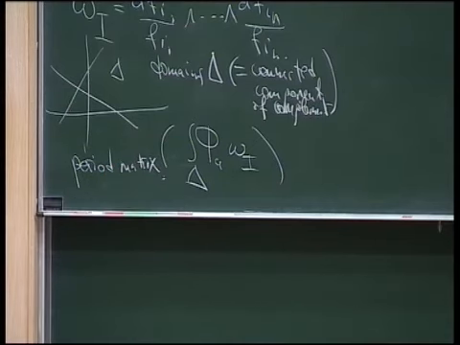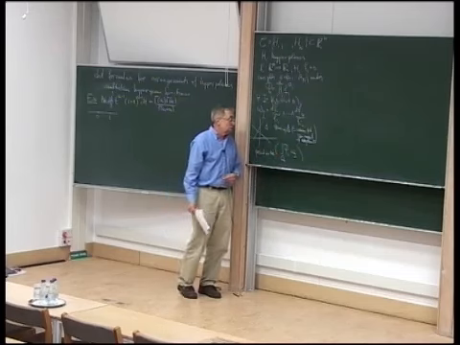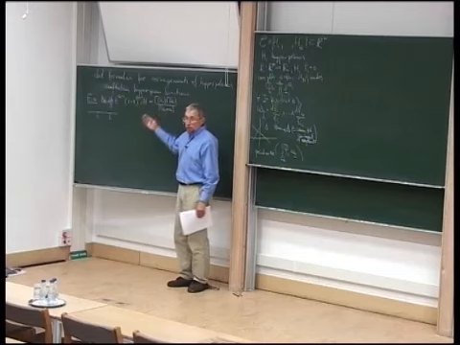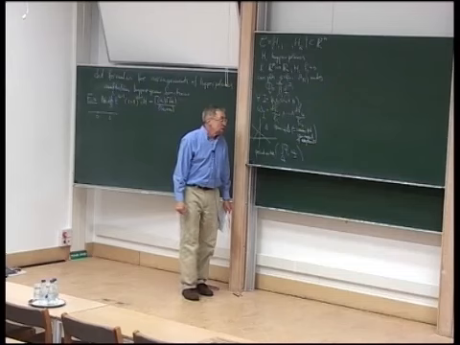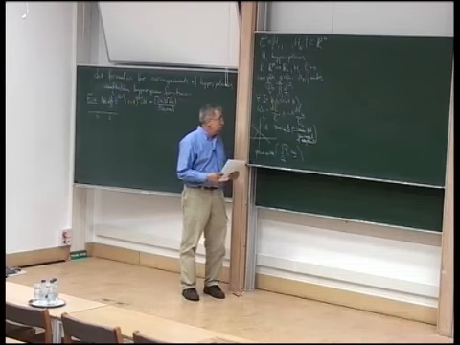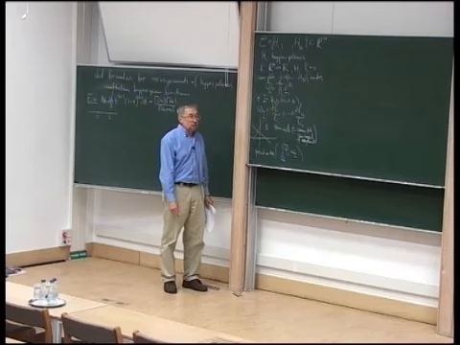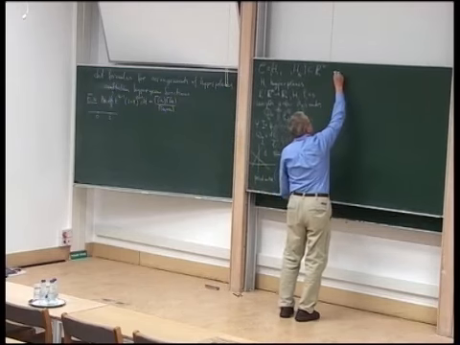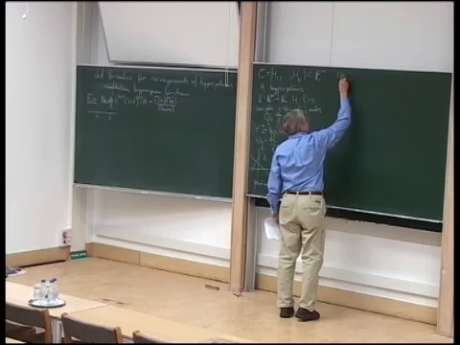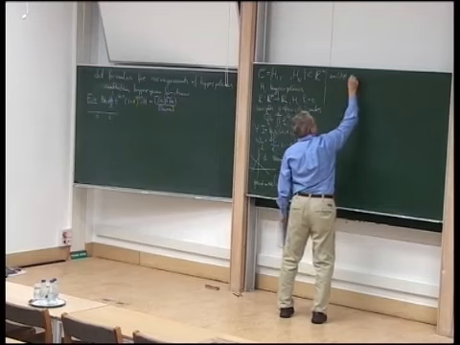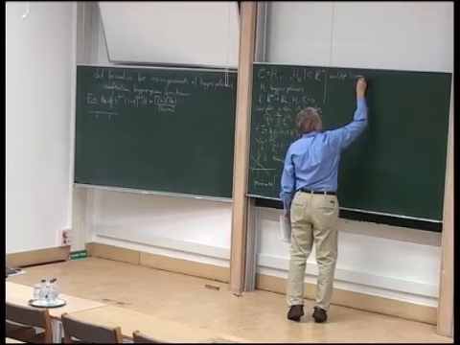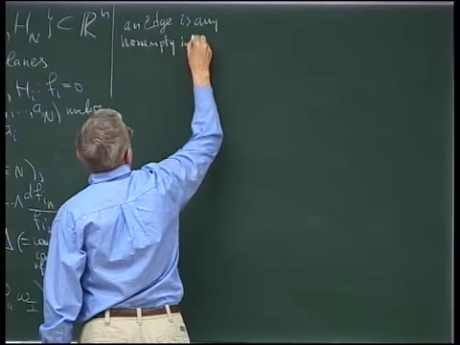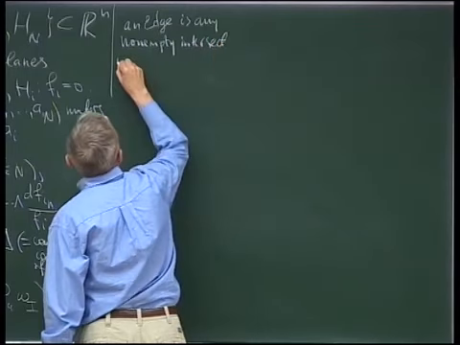And so my formulas will be for the determinant of the period matrix. And the formula will be of this type. So it will be a product of local contributions, where contributions will come from the edges of this arrangement. And an edge of an arrangement is any non-empty intersection of hyperplanes.